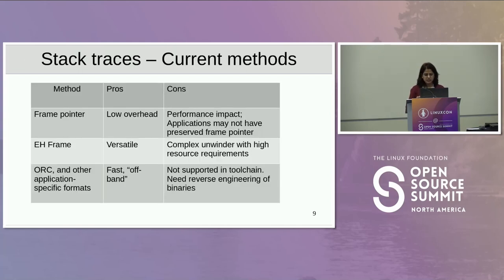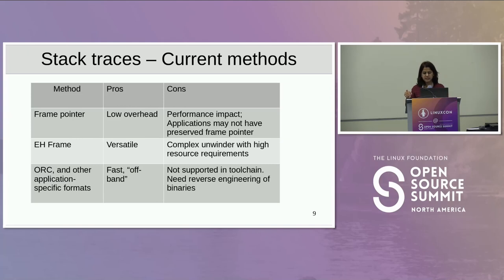So let's take a step back and look again. The frame pointer method was good, it was low overhead, but there is a performance impact. The EHFrame-based method was good, it was versatile, and we did not need to reserve any specific hardware register for stack walking purposes, but the unwinder itself came out to be complex with high resource requirements, and it wasn't the preferred method of stack tracing, especially for profilers and tracing purposes. Then come all these application-specific formats.